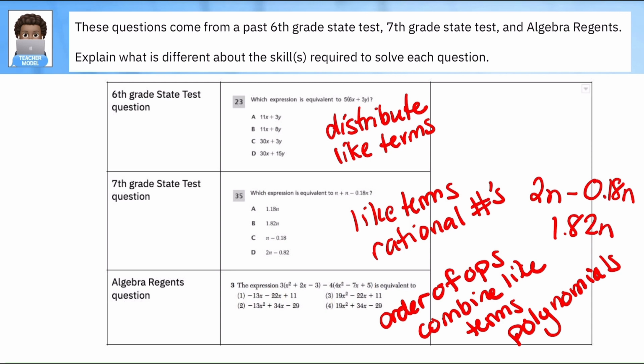You know how to work with these numbers. So I just wanted you to see the progression, that this is building onto the math that you've been doing since you were a lot younger.